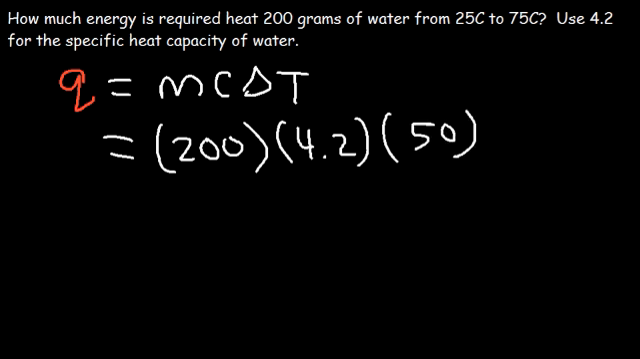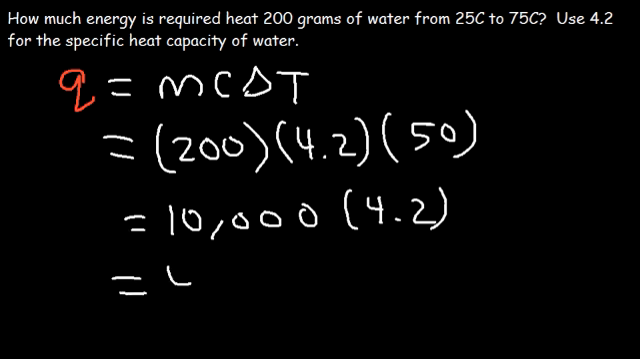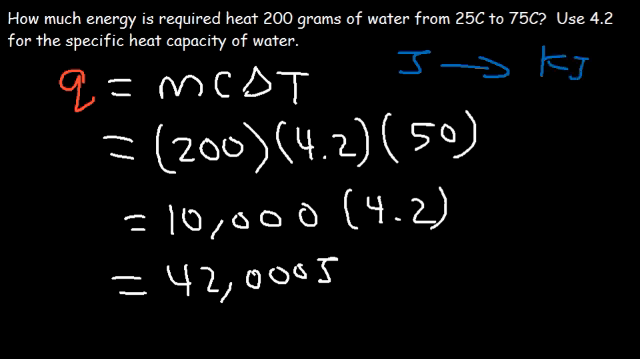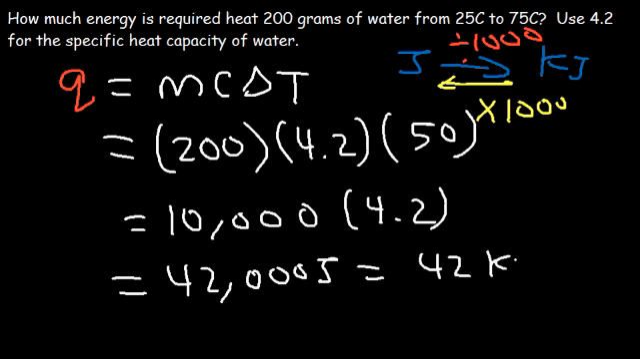So notice that 2 times 5 is 10. So 200 times 50 is 10,000. 2 times 5 is 10, and then add the 3 zeros. So 10,000 times 4.2, this is 42,000 joules. Now sometimes you may need to report the answer in kilojoules. To convert from joules to kilojoules, simply divide by 1,000. If you need to go backwards, from kilojoules to joules, multiply by 1,000. So this is equal to 42 kilojoules because we need to divide by 1,000.